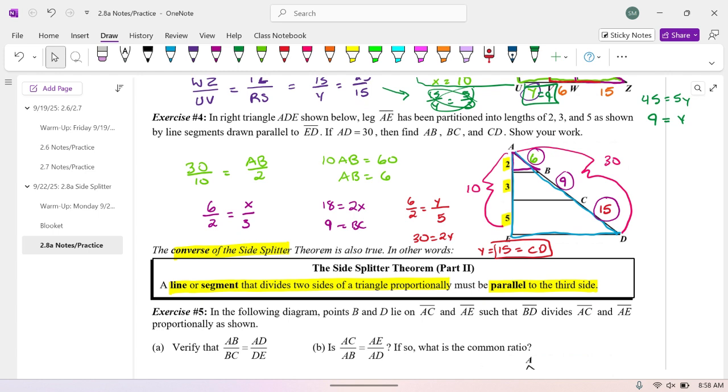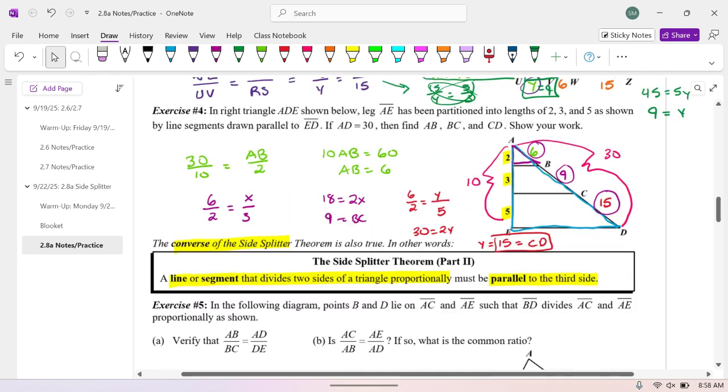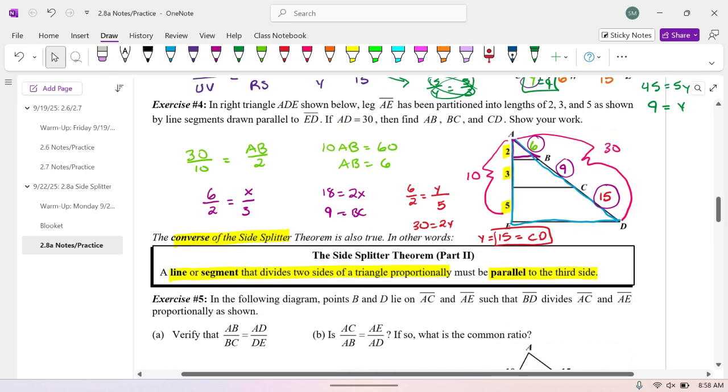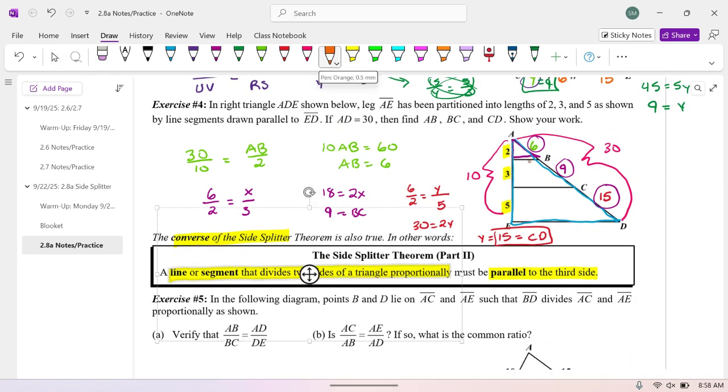Yeah, you could have. I just wanted to show it with the side splitter theorem because it wouldn't have ended up that nice sometimes. All right. So yeah, what Sutton said, you could have also done it by scale factors. If you notice that it was a scale factor of 3, you could have done it that way. Now, because all of those sides were proportional, we could conclude that all 3 of these lines are parallel.